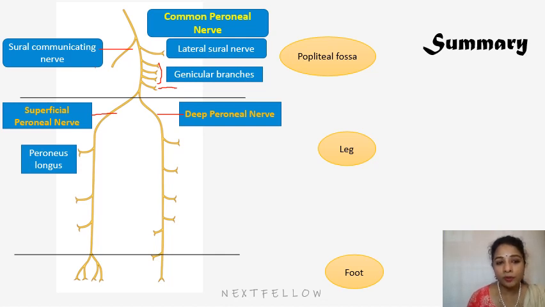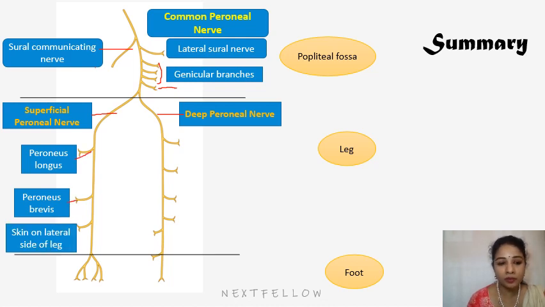Let's see the superficial peroneal distribution. It supplies the lateral compartment, so peroneus longus and peroneus brevis. So this is peroneus longus, this is peroneus brevis muscle, and then it pierces the deep fascia and becomes superficial, where it supplies skin along the lower part of the lateral side of the leg, and further it continues and divides into branches to supply the dorsum of the foot. So these branches are meant to supply the dorsum of the foot.